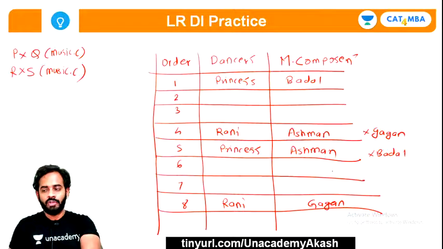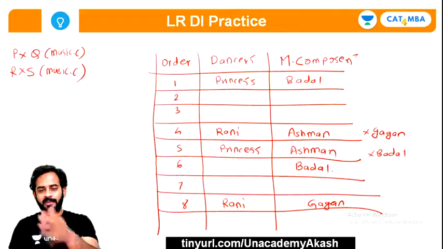Very good. I hope all of you understood this. Badal must be kept at place 6. So here is Badal. Okay. So Badal must be kept at place 6. Very good. Sir, when Gagan is in 2, the distance is same.